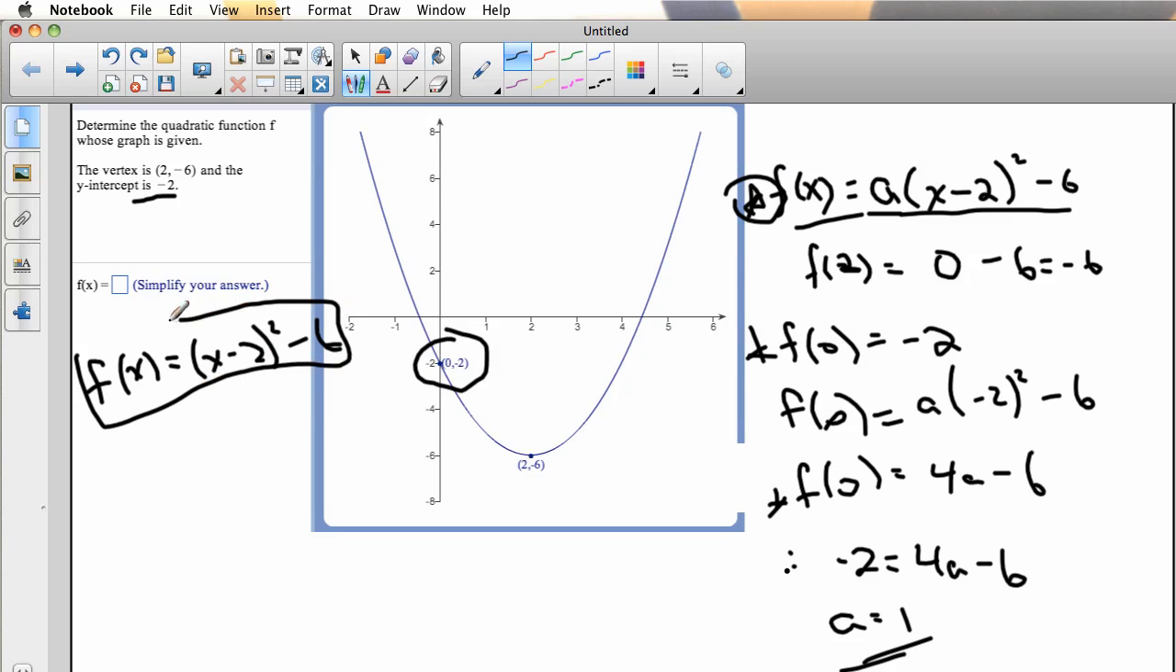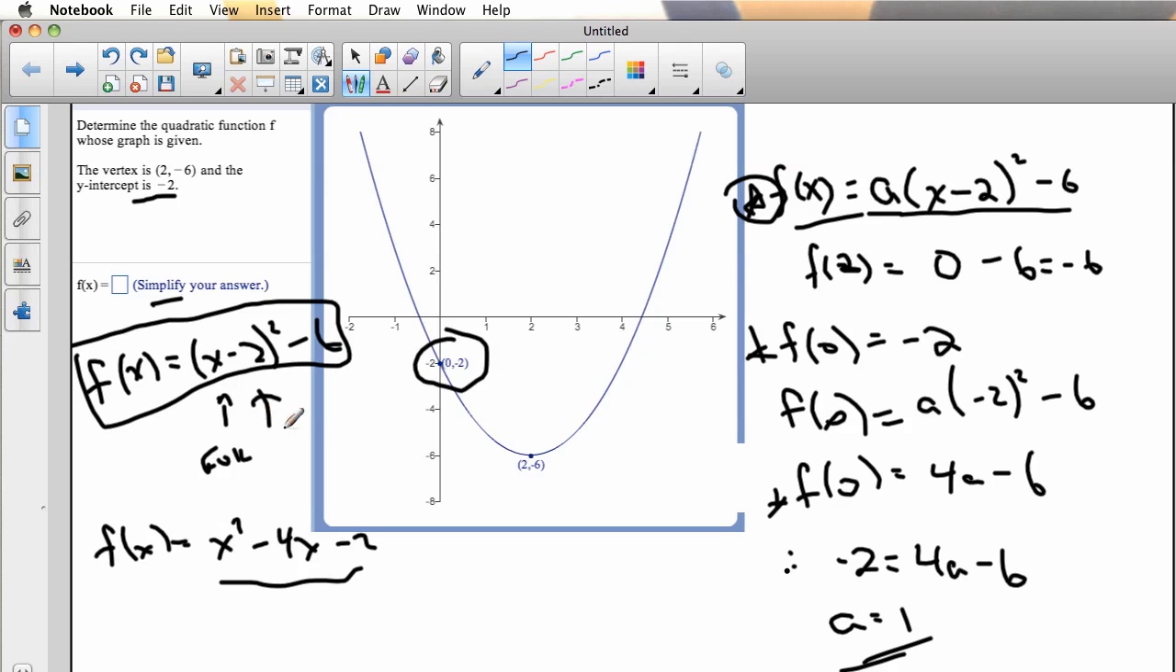I don't know if that is considered simplified for the computer. You can try it this way and see if it's okay. If it's not, then just use FOIL and expand it to the form x squared minus 4x minus 2. So that will be your answer if it doesn't like this form. But I think it will. I don't know why it wouldn't take that form. That really is the simplest form for a lot of purposes.